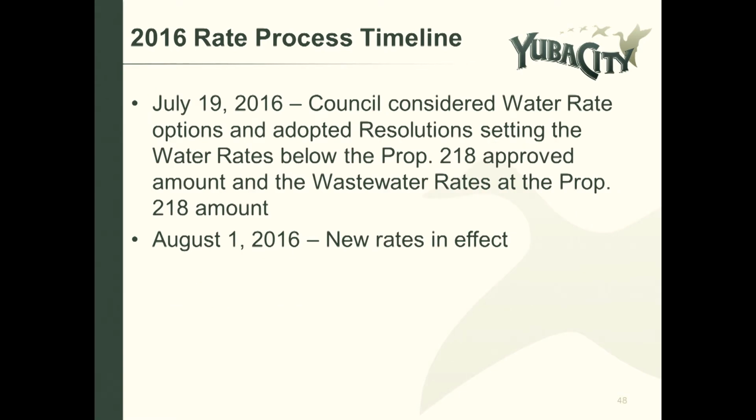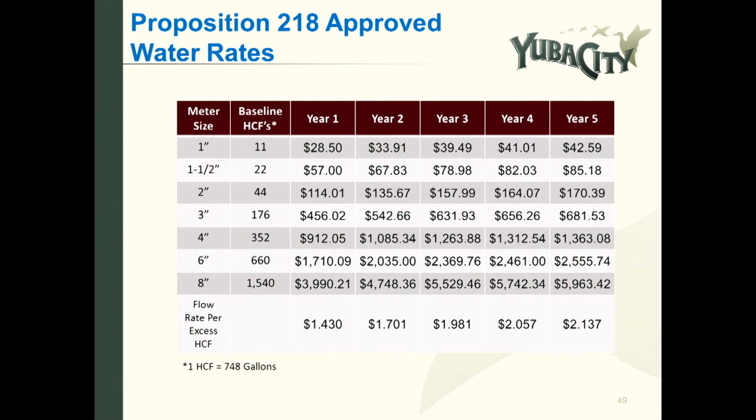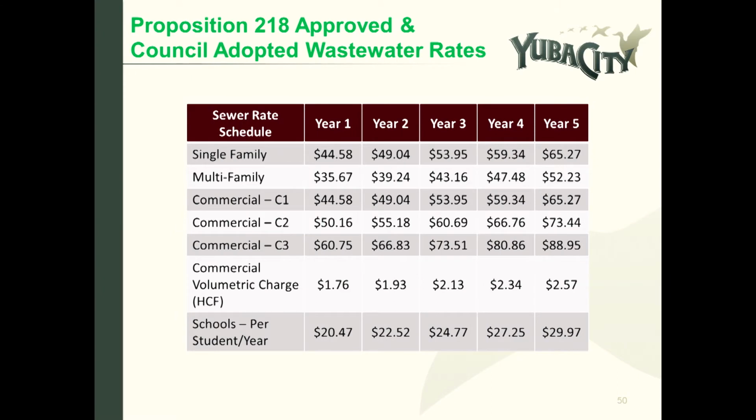So July 19th, staff brought forward some options for Council for the water rates, and Council adopted resolutions setting the water rates below the Prop 218 approved amount and the wastewater rates at the Prop 218 amount, and those rates went into effect August 1st. So these are the rates that were approved through the Proposition 218 process. It reflects that modified baseline allocation and then the actual rates that were approved. Here are the rates approved for wastewater as part of the 218 process.